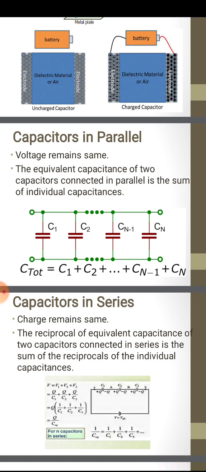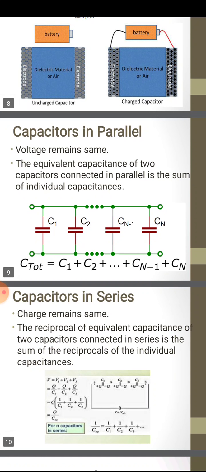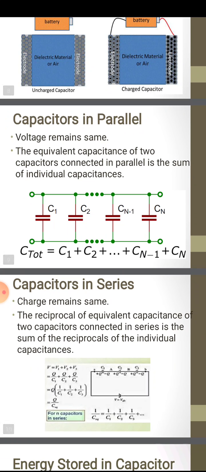We can have the grouping of capacitors. If we want to have less or more capacitance, then we combine the capacitors. Here are shown n capacitors combined in parallel. First of all, in parallel, that is across the plates of the capacitors, the potential or the voltage remains the same. Charge is not the same. Charge gets distributed amongst the plates of the capacitors depending upon the capacitance.